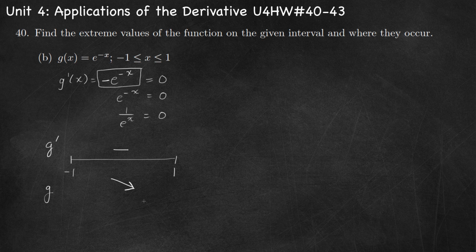Now we're going to look at the y-coordinates. We don't have any critical points to check y-coordinates there, but we can get our endpoints. So g of -1 and g of +1. I'm going to the original equation, which is just e to the negative x. So g of -1 is e to the 1, or just e, which is approximately 2.72. And then g of 1 would be e to the -1, or 1 over e, which is approximately 0.368.